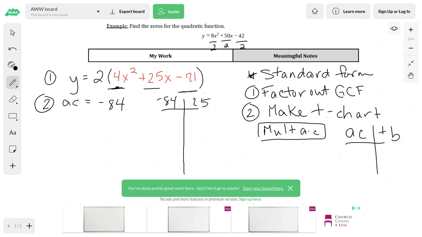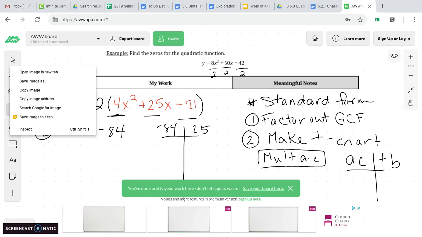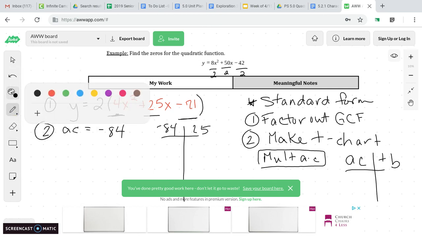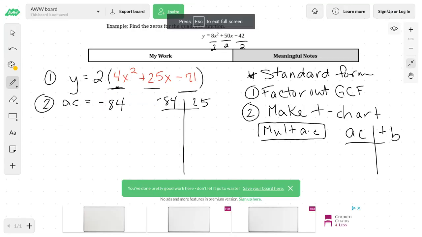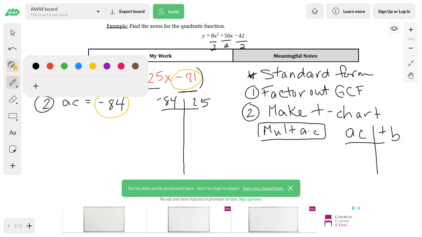Before, we just did numbers that multiplied to c when our a value was 1, which we technically did a times c, but if a is 1, it's just c. So the negative 84, I'm going to change the color here. This came from multiplying the 4 and the negative 21. So we're going to do a times c. So we can go ahead and make our t-chart.